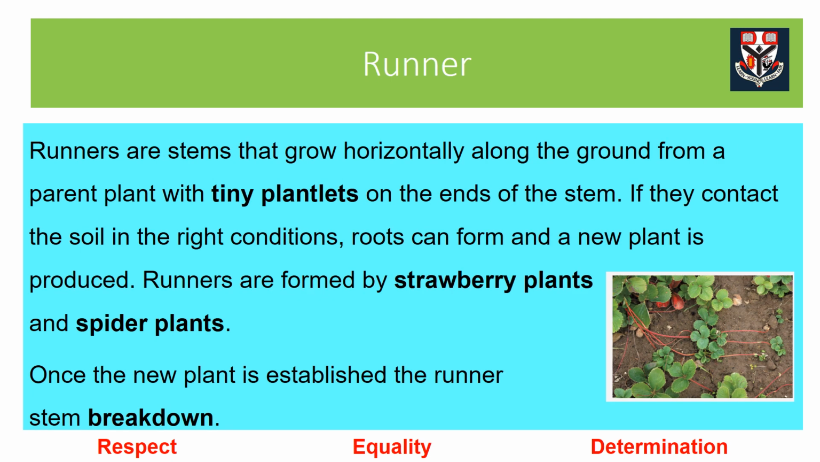Runners are stems that grow horizontally along the ground from a parent plant with tiny plantlets on the ends of the stem. If they contact the soil in the right conditions, roots can form and a new plant is produced. Runners are formed by strawberry plants and spider plants. Once the new plant is established, the runner stem will break down.